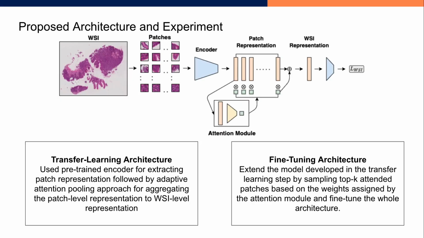In our transfer learning experiment, we used different pre-trained encoders with an attention pooling aggregation model for experimentation. In our fine-tuning experiment, we extend the transfer learning architecture and use the top 64 disease-probable patches for training the base encoder in synergy with the aggregation module.